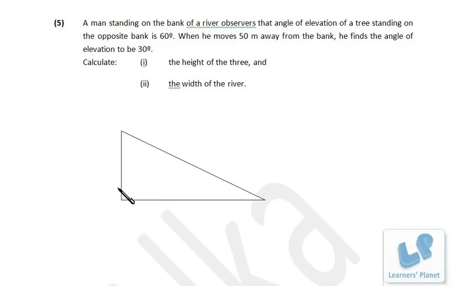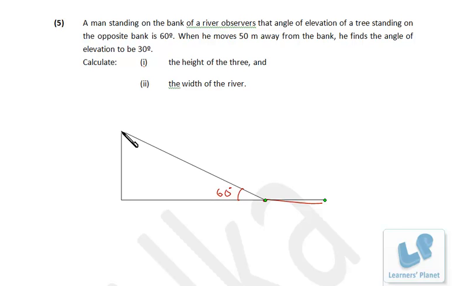So I suppose this to be the tree, and initially this angle is 60 degrees, right? When he moves 50 meters away from the bank, so this is the initial position, this is the width of the river. On this side of the river, this is the tree, the person is standing over here, and if he moves 50 meters away this way, then the angle of elevation is 30 degrees.